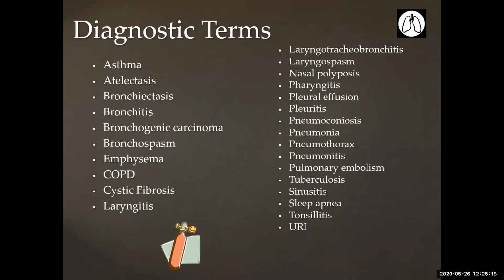Bronchiectasis is abnormal dilation of the bronchi with accumulation of mucus. Bronchitis, inflammation of the bronchi. Bronchogenic carcinoma is lung cancer. Bronchospasm, spasm of that.